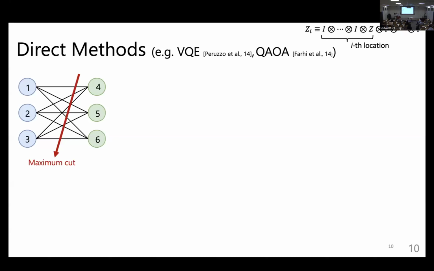however, in the variational quantum eigensolver or QAOA proposed about 10 years ago, doing it is, for me, like a direct method. For example, consider this bipartite graph where we try to find the maximum cut of the 6 nodes, 1, 2, 3 and so on. It's bipartite, of course, so the optimal way is just to cut in the middle. So 1, 2, 3 will be labeled 1, and 4, 5, 6 will be labeled -1.